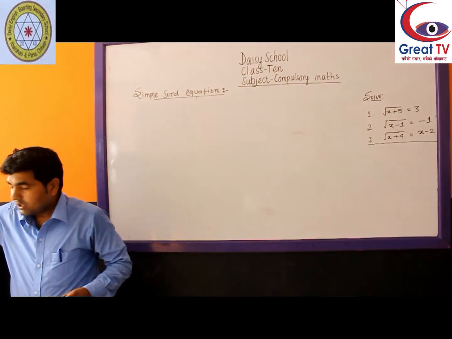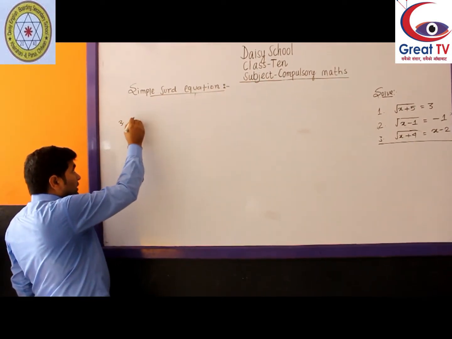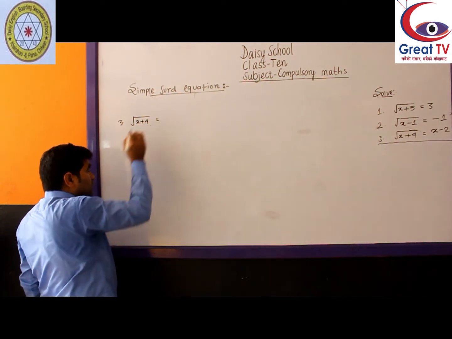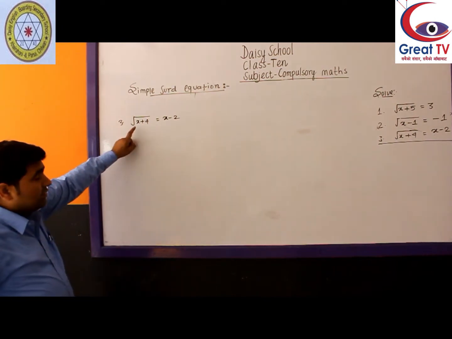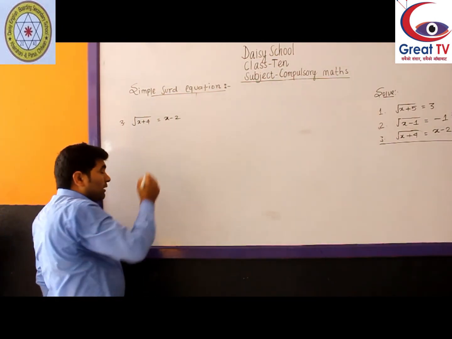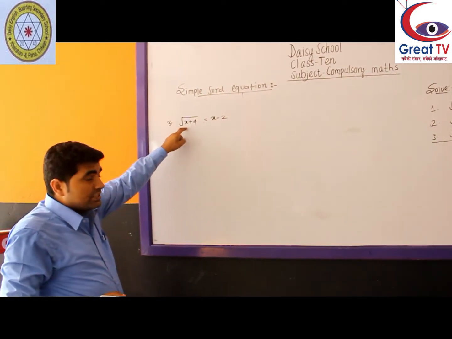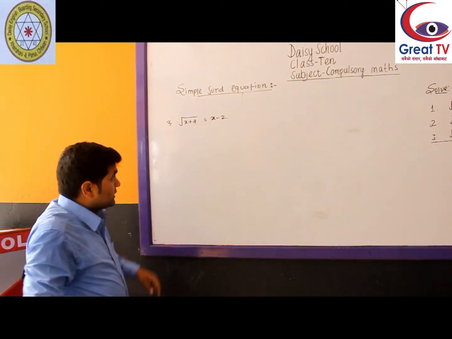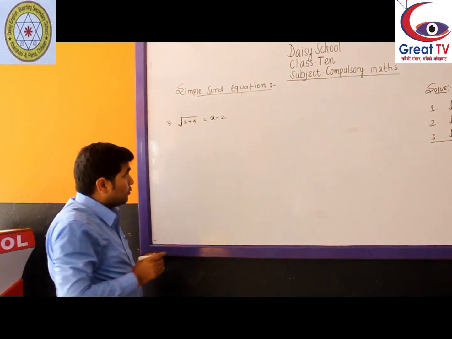Now, third question, how do we find the value of x? Question number 3: root under x plus 4 equal to x minus 2. As the right hand side has a binomial term and the left hand side has a radical sign, this equation is called a radical equation. How do we calculate and solve this numerical? For that, the order of the root is 2, so we square both sides.